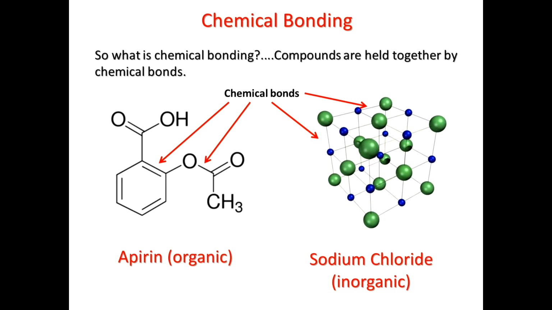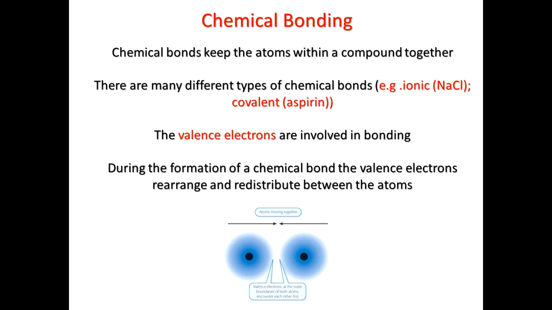So we're going to look at what type of bonds these different materials actually show. And what I'm going to show is that aspirin, the organic molecule, has more covalent bonds, and the inorganic material, sodium chloride, has more electrostatic, or what we call ionic, bonds. But first of all, what is bonding? Essentially, without chemical bonds, the atoms would fly apart. They would not be held together, but they are held together by these strong chemical bonds. And there are different types: ionic, for instance, in sodium chloride, and covalent bonds, for instance, in aspirin.